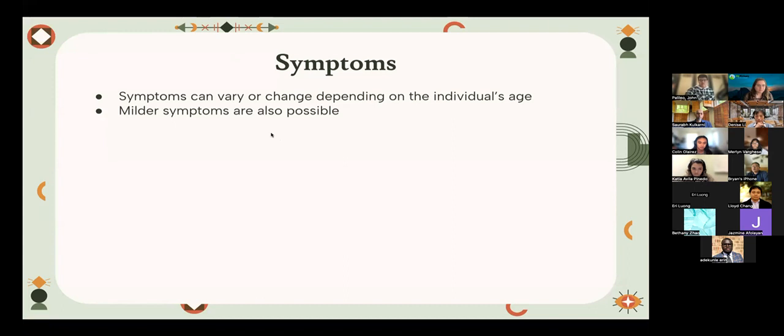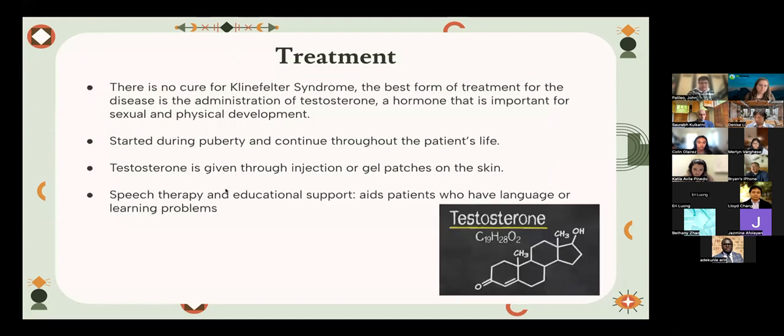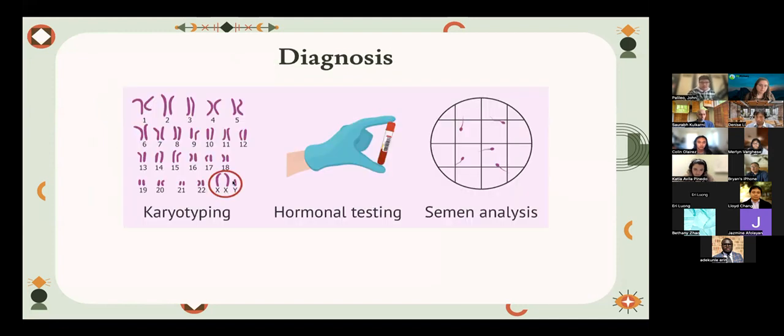Okay, the next one is on diagnosis. How do you know if you have Klinefelter syndrome? There are 3 ways of knowing that you might have it. The first one is karyotyping, which looks at the XXY chromosome and how it affects the division during meiosis, known as disjunction.